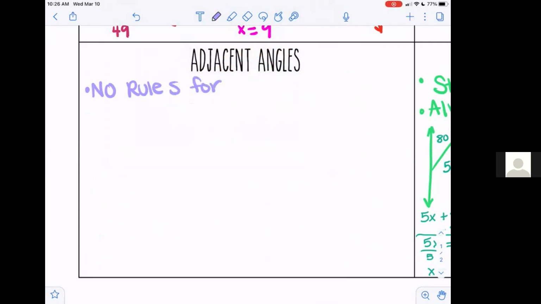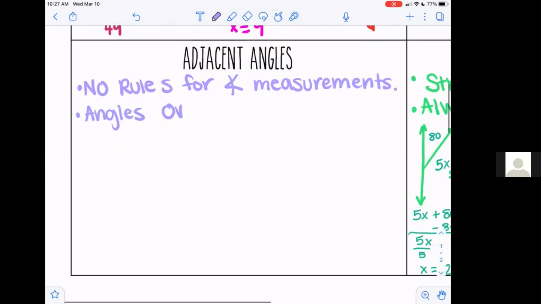All the other ones we can figure out what the angle measures based on those rules. This one has no angle measurement rules. What we do know is that these angles have to overlap one of the sides. So one of the sides has to overlap, or they have to touch each other. They have to be really, really close right up next to each other.